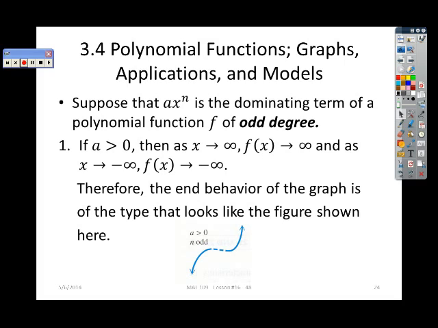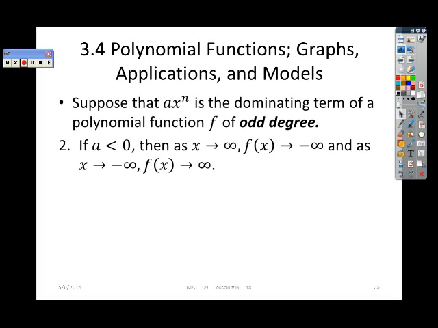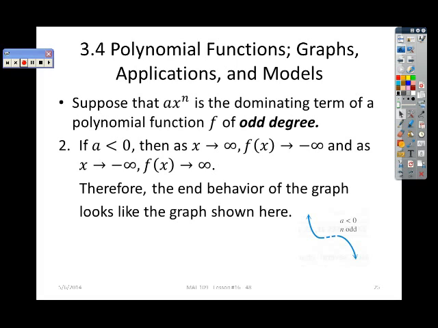So any odd degree function, no matter what it's doing here in the middle, if that coefficient in front of that highest degree term is positive, it's going to look like that. If that number is negative, it's going to flip over. The left end will be up and the right end down. It'll look like that. This is called end behavior. How do the ends behave as it goes to plus and minus infinity? Odd degree, they all go in opposite directions, with positive coefficient meaning up on the right.